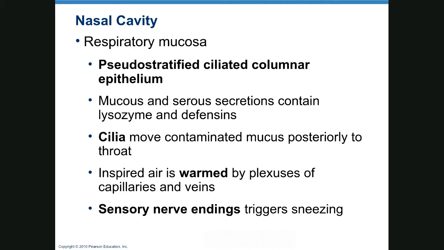The respiratory mucosa is pseudostratified ciliated columnar epithelium. It has mucus and serous secretions. Cilia move mucus towards the throat. Inspired air is warmed by capillaries and veins. And we also have sensory nerve endings that trigger sneezing.